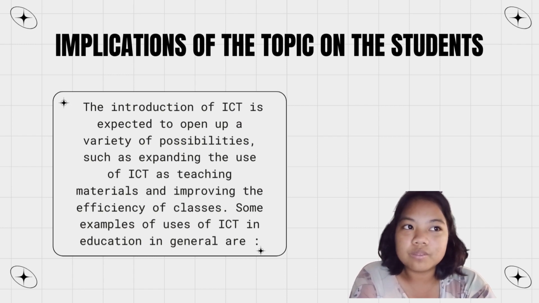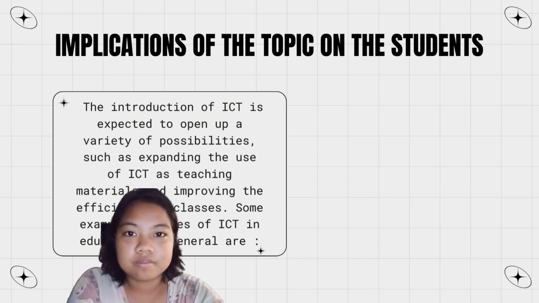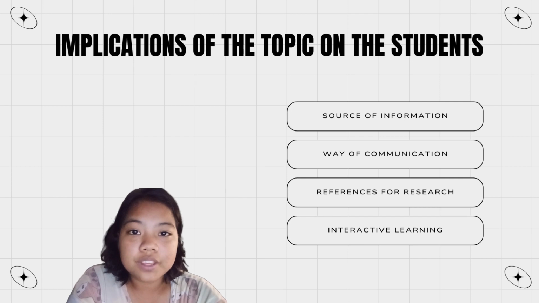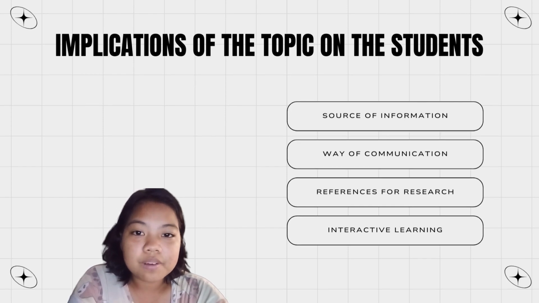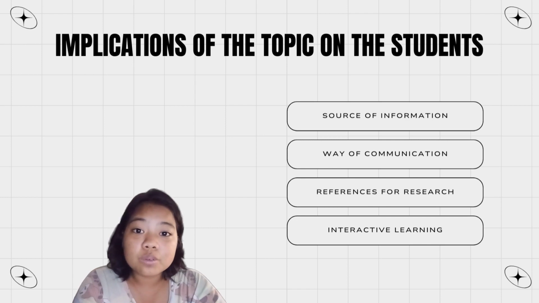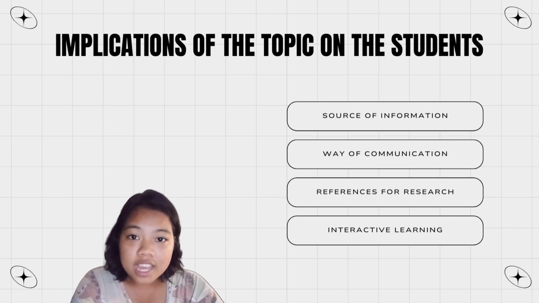Some examples of uses of ICT in education in general are: first is source of information. ICT provides access to a seemingly limitless collection of information, including online libraries, articles, educational websites, and multimedia resources. As information is readily available 24/7, it allows students to learn at their own pace and explore topics on their own time. Second is way of communication.